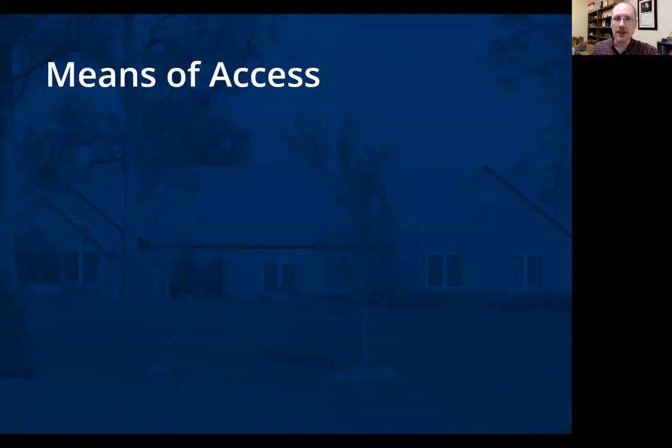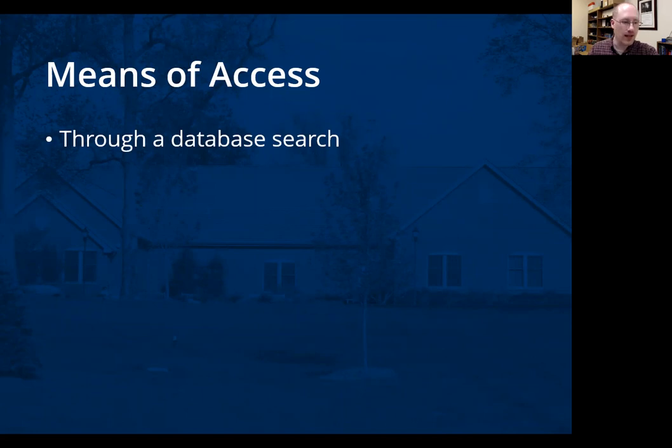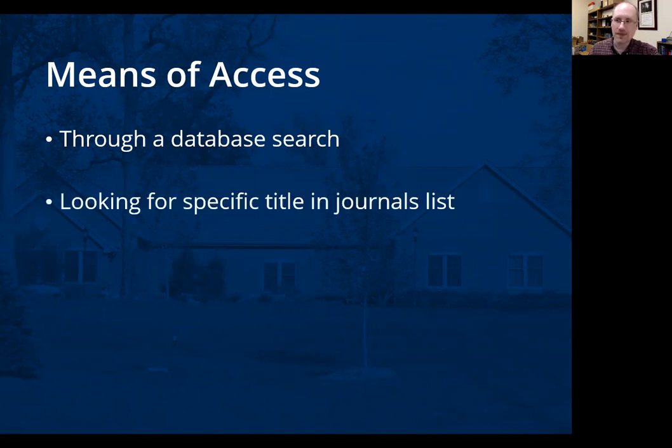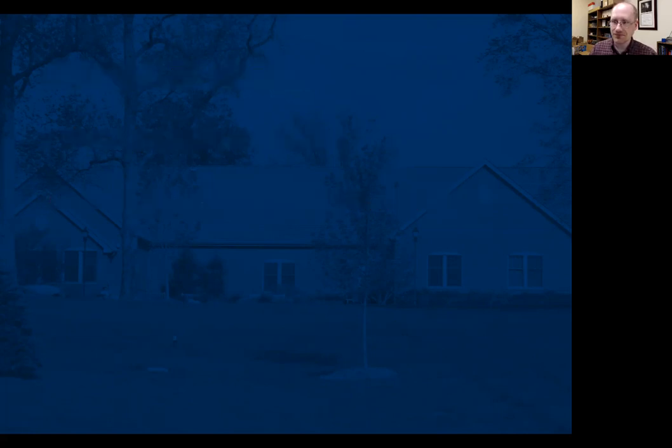Now, there's a couple ways you can find journal content. One, if you just have a research topic in mind and not necessarily a specific journal, you can go through our databases and search on your topic and then find journal articles that can help you in your research. If you do have a specific journal in mind, you're following a citation, or there's a particular journal that you're interested in, we do have a list of those journals that you can access through the library. So let me give you a demo of what that looks like.